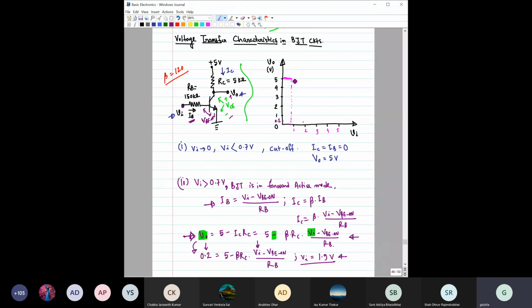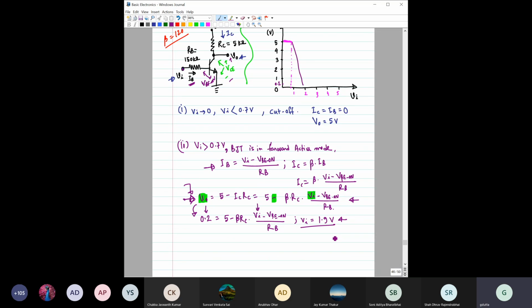So if you now connect these 2 points, that basically gives you this. This line is basically nothing but this line, V output equal to 5 minus beta R_C into V_I minus this line, right? And it should be this way only, a straight line, because from this equation it is clear, right?